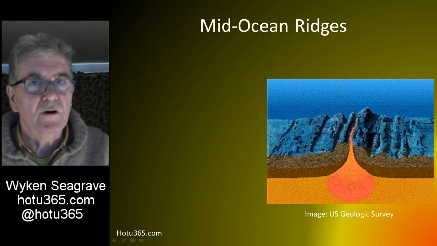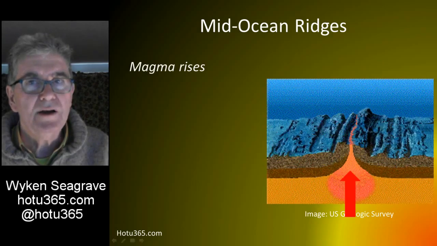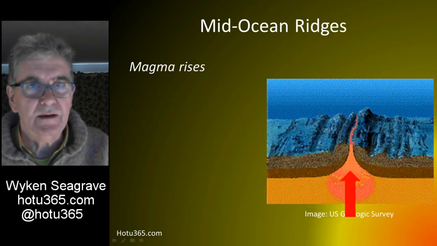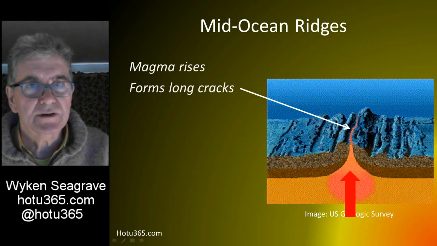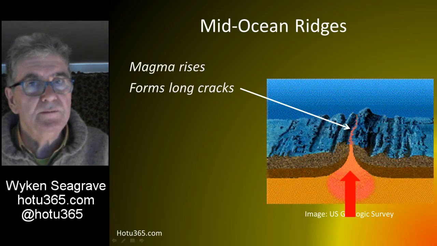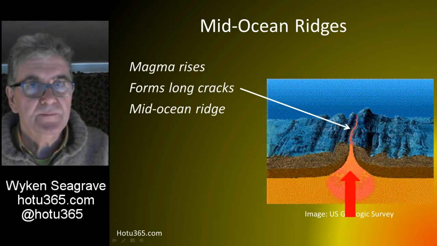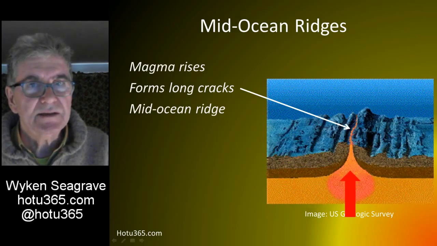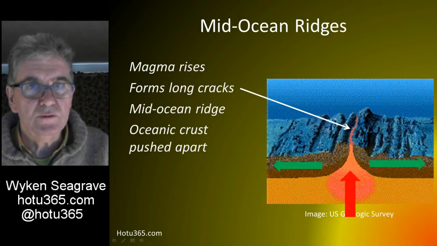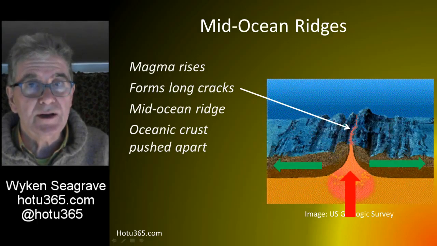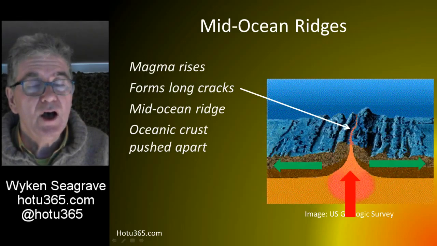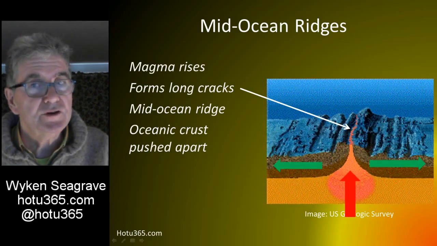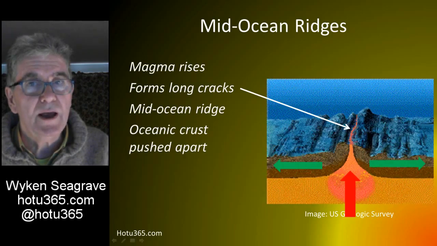Hot liquid rock called magma rises up from a chamber in the mantle. It forms long cracks in the oceanic crust. These are called mid-ocean ridges. The magma then spreads out sideways and cools, creating more oceanic crust, which pushes the original crust apart. So two large sheets of oceanic crust move away from the mid-ocean ridges.